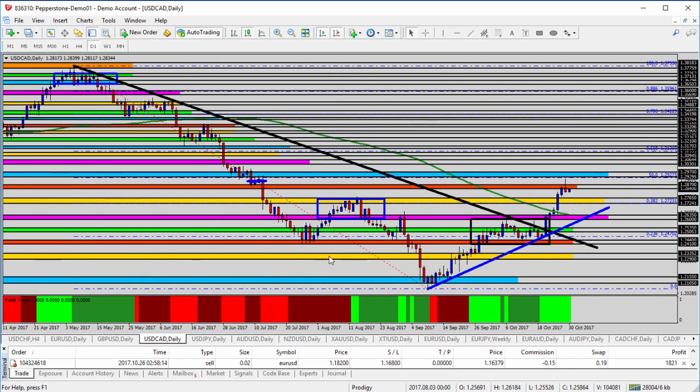Moving over to the USD CAD, we have been in an uptrend here for this currency pair. Moved through the 100 period moving average, through the black trend line. Clearly an uptrend. We go back to the left-hand side. Let me squeeze this out a little bit so you can see. There's that blue circle right there.